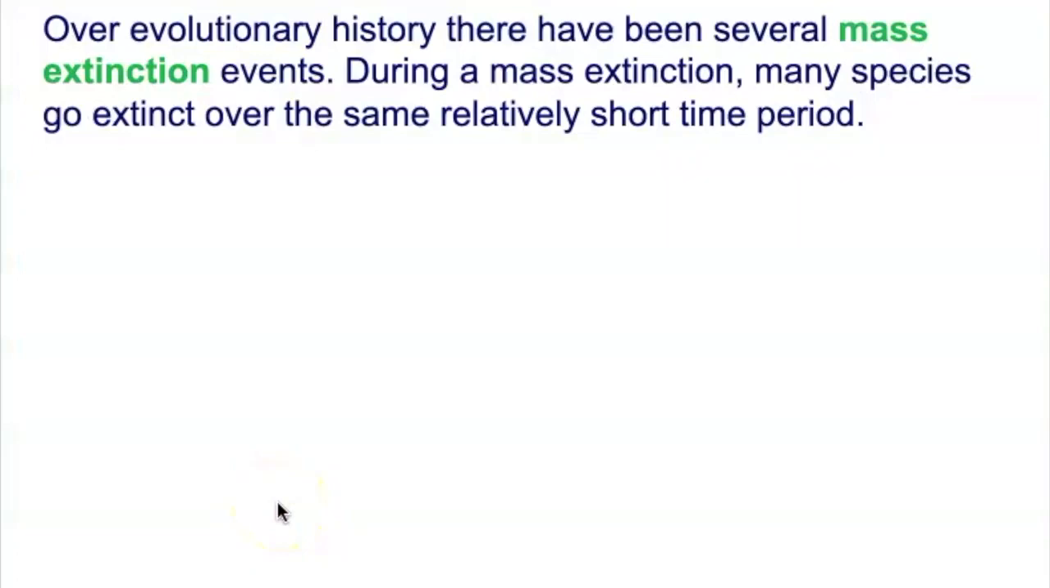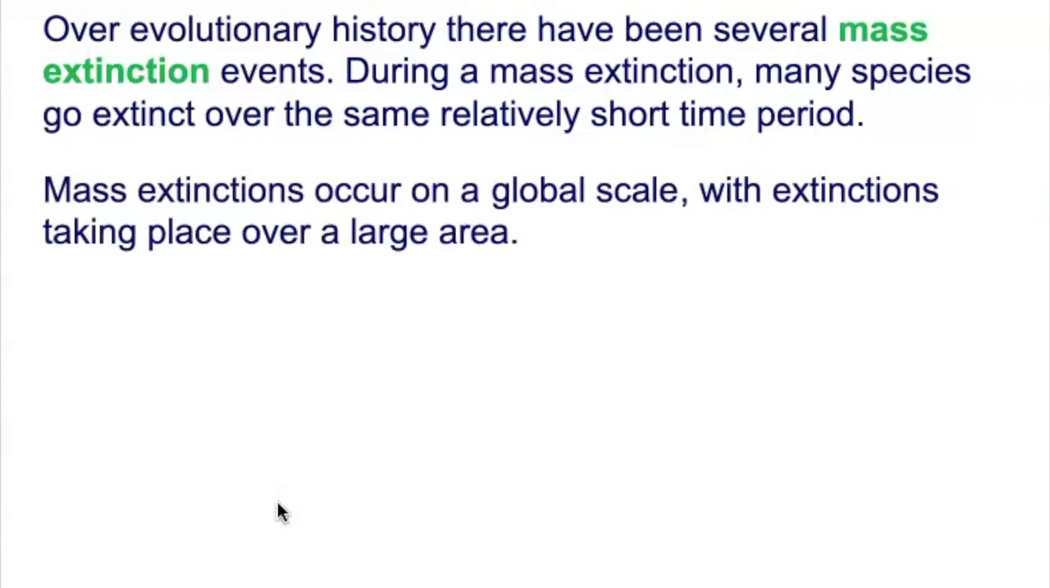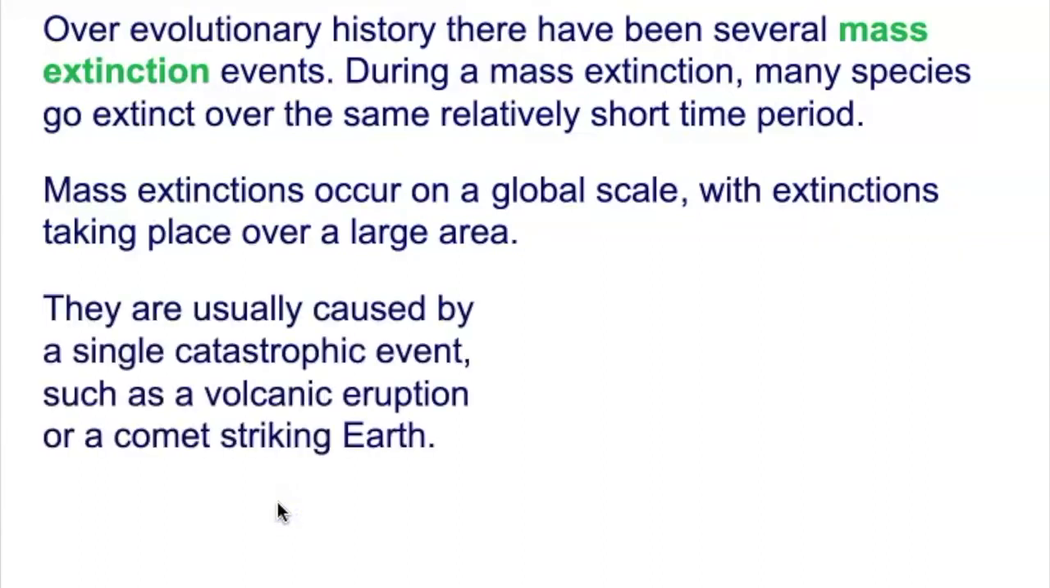Mass extinction. Over evolutionary history, there have been several mass extinction events. During a mass extinction, many species go extinct over the same relatively short period of time. Mass extinctions occur on a global scale, with extinctions taking place over a large area. They are usually caused by a single catastrophic event, such as a volcanic eruption or a comet striking Earth.